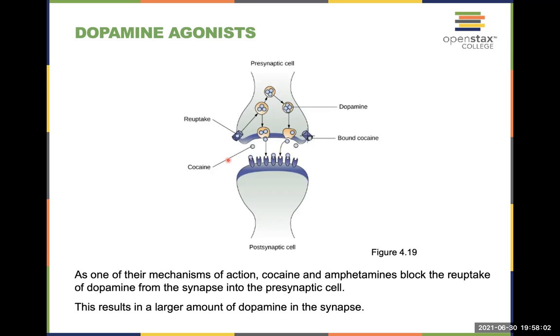So this is a carryover from the previous chapter. So you heard it in chapter 3 and you're hearing it again in chapter 4. So any questions on an agonist versus antagonist? All right, very good.